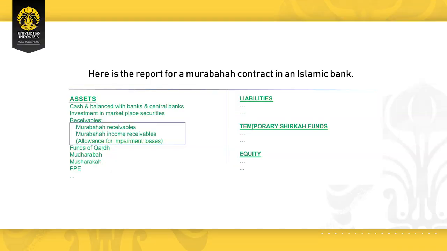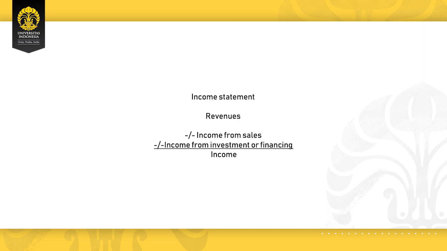Here is the report for the Murabahah contract in an Islamic bank. Murabahah will show under the asset as a Murabahah receivable. It also covers the Murabahah income receivables and it should be deducted with the allowance for impairment losses. Here is how the income statement appears. In the income statement, we will find the income from sales of the Murabahah appear under the revenues.